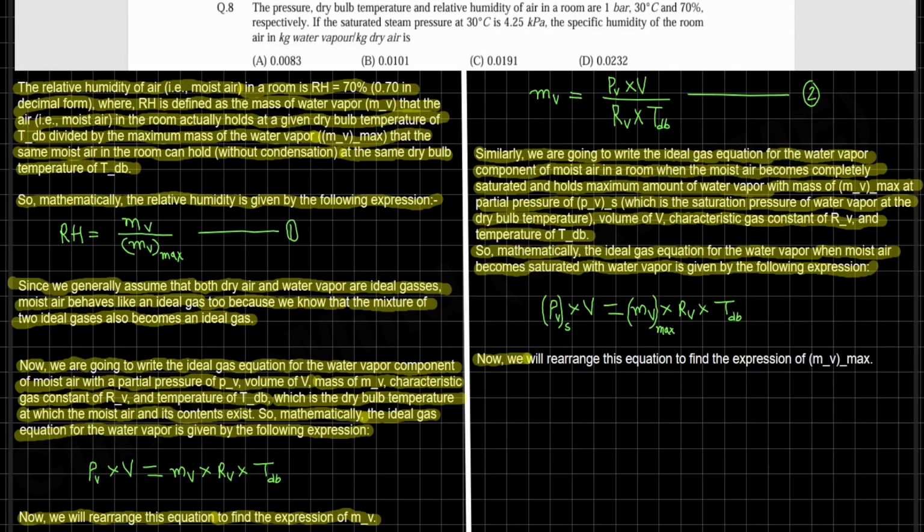Now we will rearrange this equation to find the expression of MV max. So after rearranging this equation, we have the expression of the maximum mass of the water vapor that the moist air in the room can hold at the given dry bulb temperature. And this expression is given by equation 3.